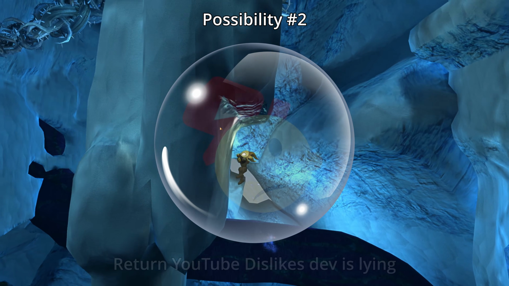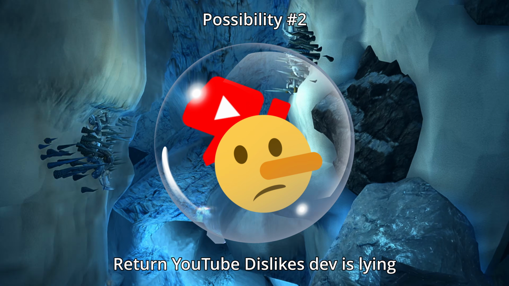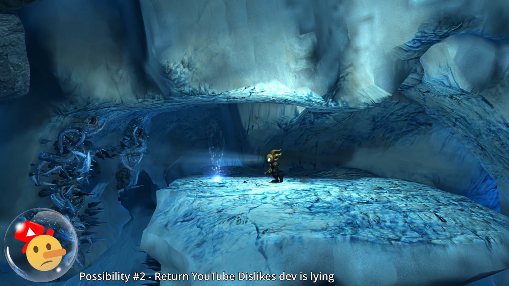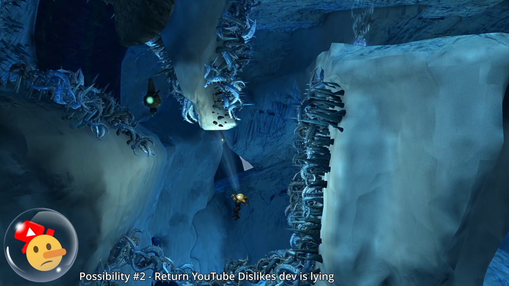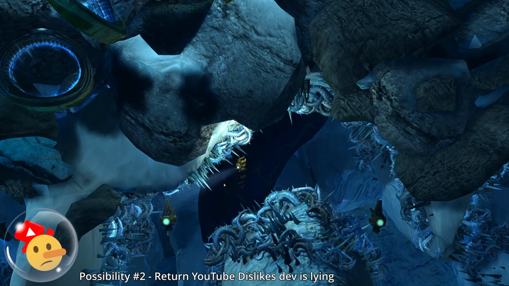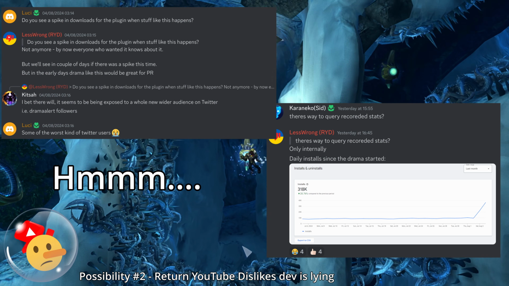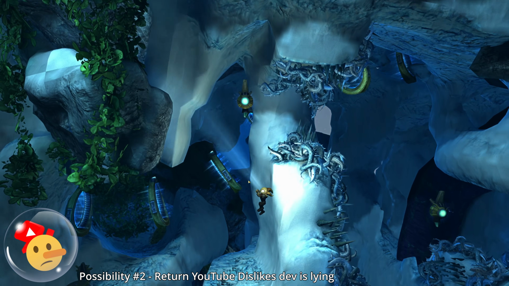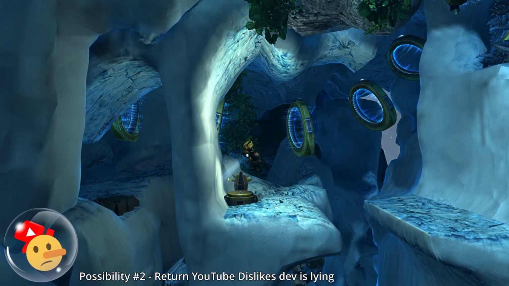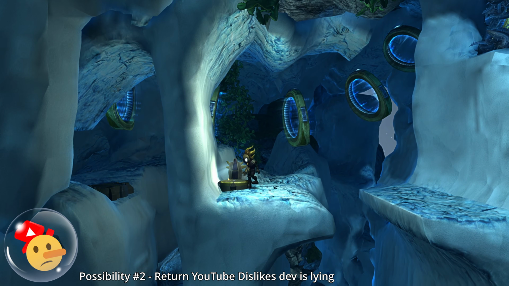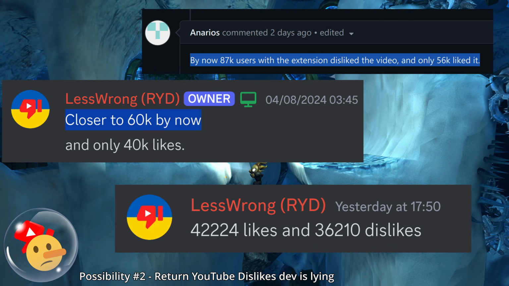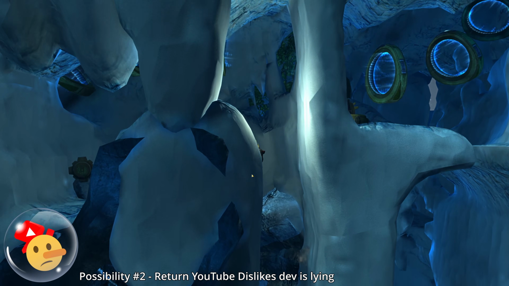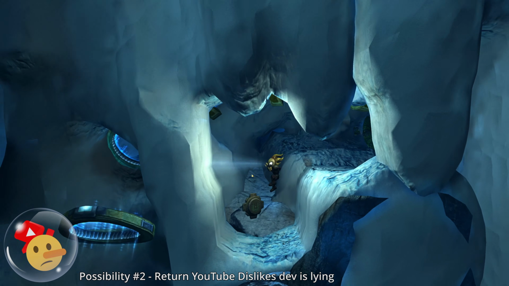Possibility number 2, the extension developer is lying. This possibility doesn't seem to make a lot of sense though. Why would you lie about some big YouTuber's dislike count in your extension? Do you get off from people thinking videos are less liked than they are? Does your extension become more popular from seeding doubt? I don't get it. However, one important factor is that the only person who has ever accessed or posted the raw numbers from the extension-only users is the developer themselves. They are the only source for that 60,000 dislikes number. So is it possible? Maybe, but I don't get why you'd lie about this.